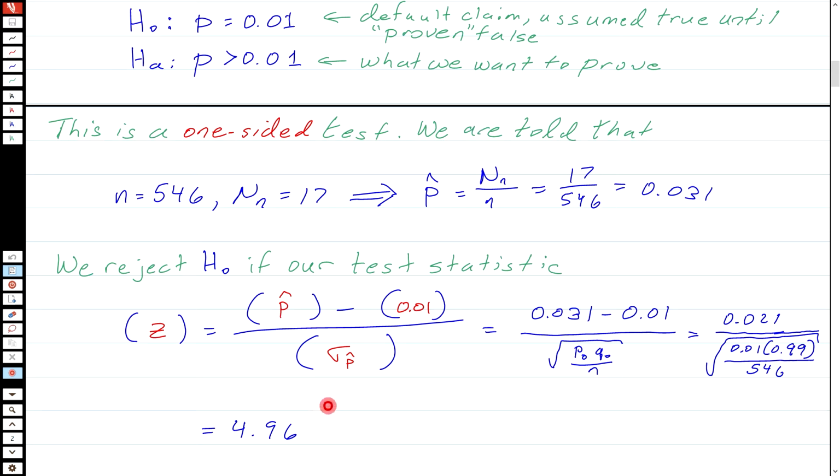So I plug in all the numbers there. I get z is 4.96. This is a pretty large value. It basically means that our p hat is almost 5 standard deviations away from where it's claimed to be by the officials.